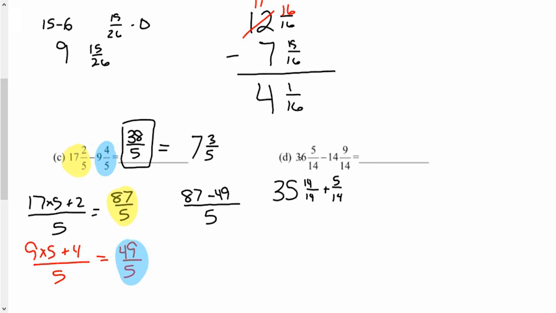So there's the first one. I changed this 36 into 35 and 14/14. And I still have my, let's go through here. So I've got 36 becomes 35 and 14/14. And then I've got my 5/14, that's this part right here. And so I'm going to end up putting those together, and that's going to become 35 and 19/14.